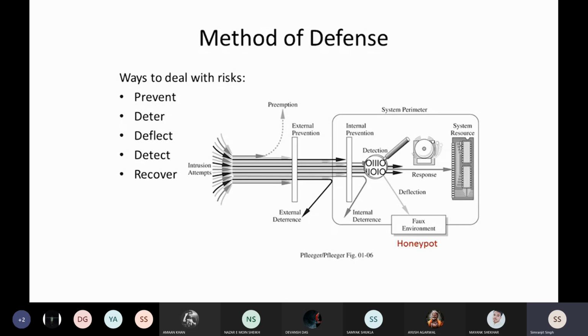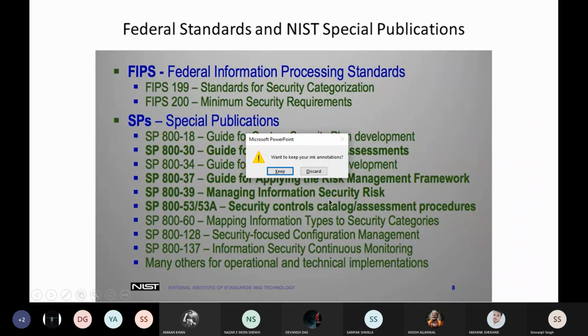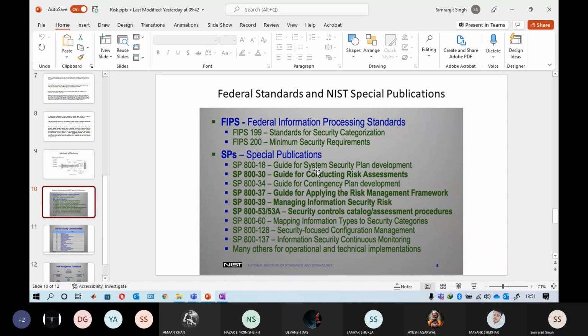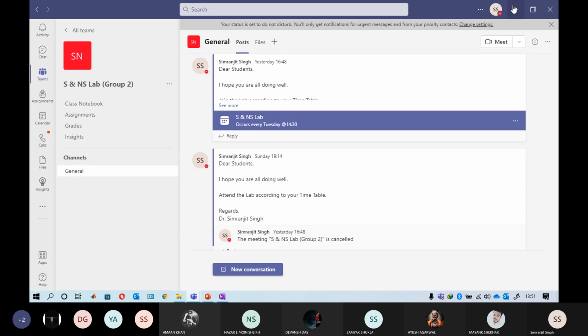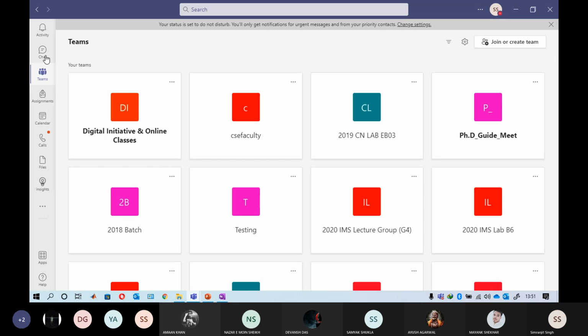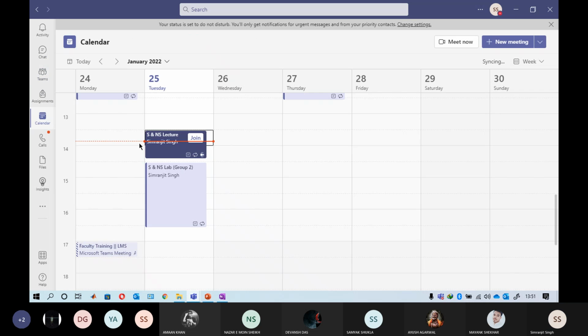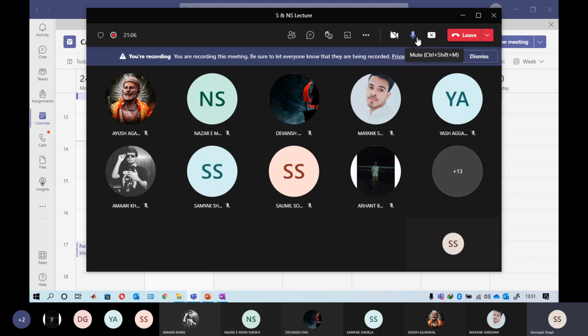Just wait for a second, wait 1 minute. Just wait 1 second. Wait 1 second.